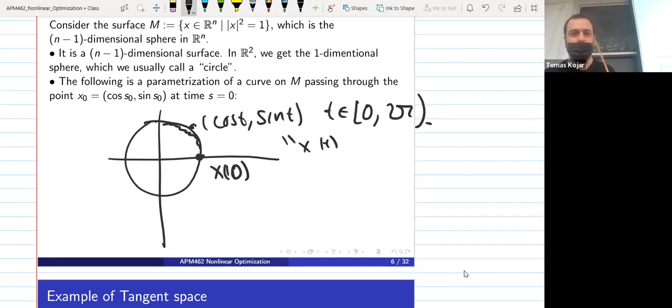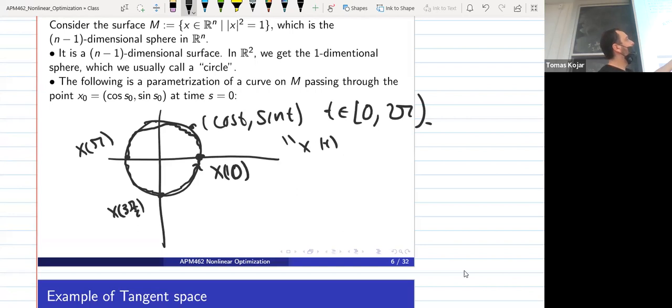It goes here, this is x of pi, and then x of 3 pi over 2, and then over here. Is that okay? So I gave you the curve. Now by taking its derivative, I'm going to find you the tangent vectors.